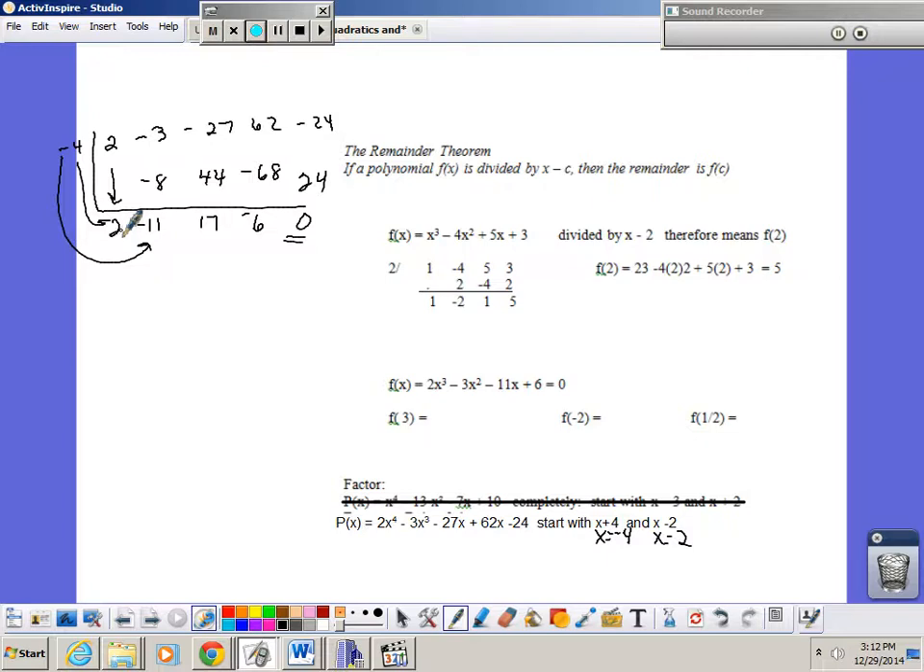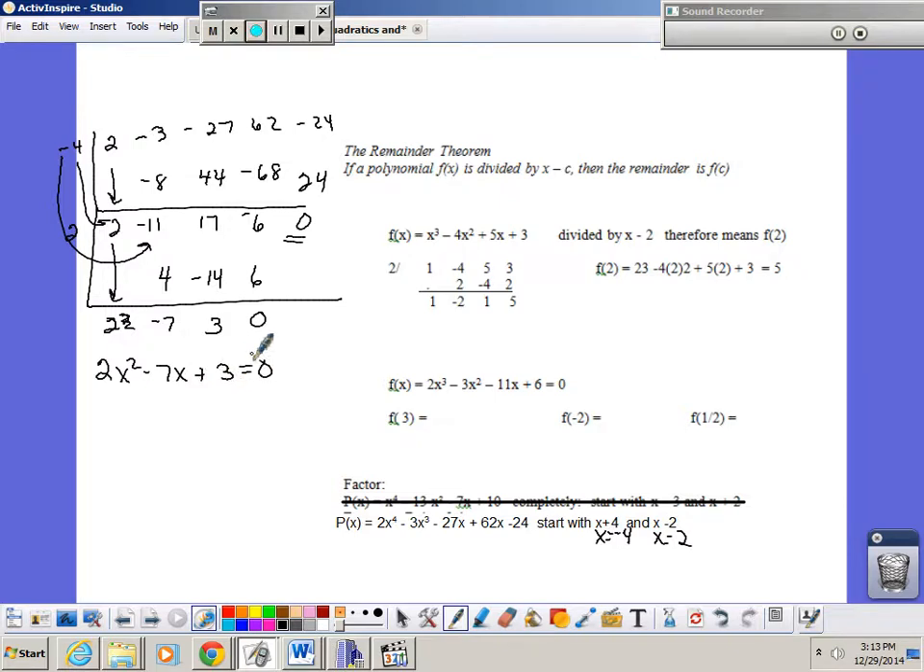We started with the power of 4, and now we're down to a power of 3. So I'm going to just continue my division from where I'm at, and I'm going to do 2. Bring down, multiply, put up. Negative 7, multiply, put up. 3, multiply, put up. 0. Now I'm down to a power of 2. So I can write this as 2x squared minus 7x plus 3. And now I have the possibility of finding the other two roots by either factoring or doing the quadratic equation.